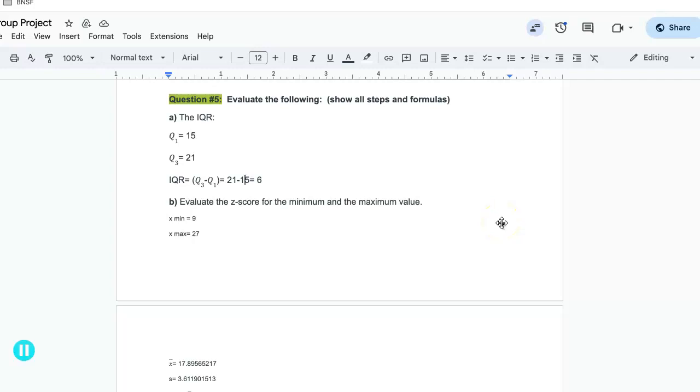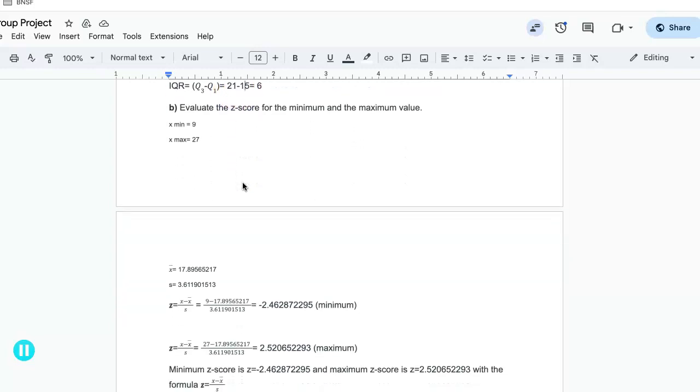By working in groups, we were able to evaluate the following questions. For question 5, we started off by finding the IQR, which we subtracted Q3 minus Q1, in this case 21 minus 15, equals 6. Part B, we evaluated the z-score for the minimum and max values.